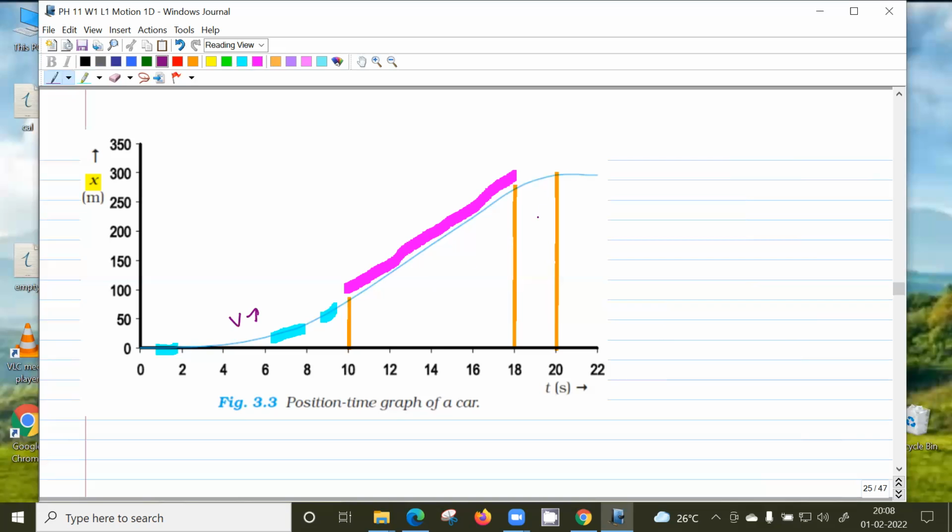And from 10 to 18, what is happening to the slope? What is the slope here? Constant. Yeah, because it's a straight line. In a straight line, between any two points, the slope is constant. That is the definition of a straight line. So here, V is constant.